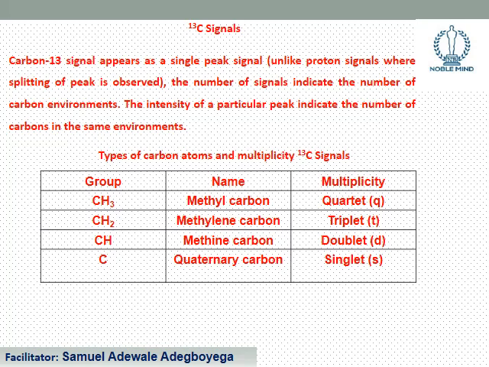The intensity of a particular peak indicates the number of carbon atoms that are in the same environment. Let's briefly talk about types of carbon atoms and their multiplicity. A CH3 carbon is called a methyl carbon, and its multiplicity is a quartet. CH2, methylene carbon, is a triplet. CH, methine carbon, is a doublet. And C is a quaternary carbon that has a singlet multiplicity.